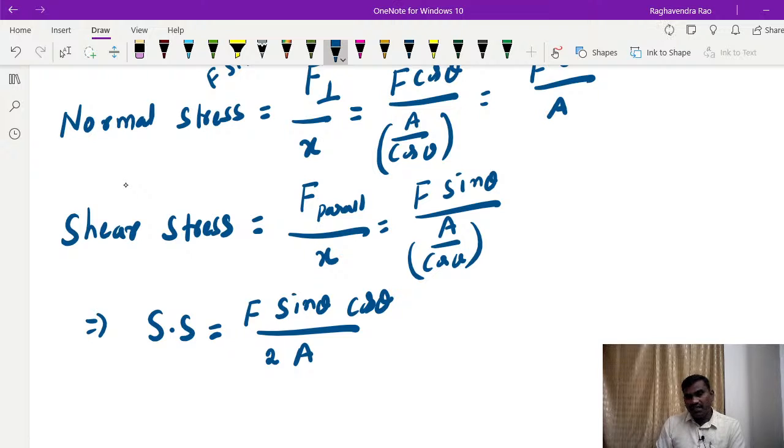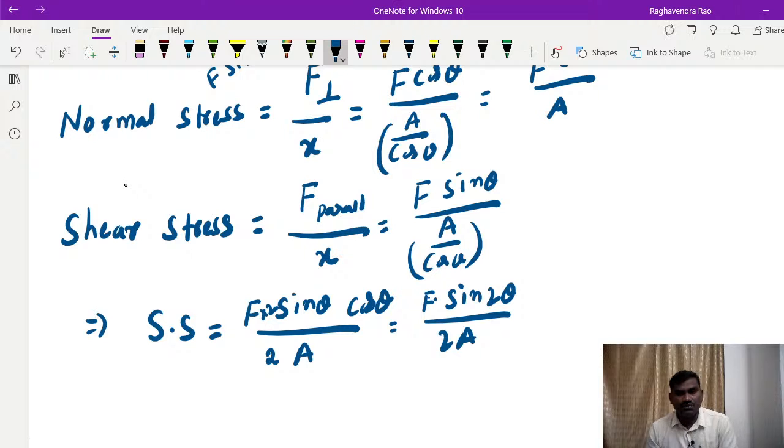By multiplying with 2 and dividing with 2, you get 2 sin theta cos theta, which is nothing but sin 2 theta, since sin 2A is 2 sin A cos A. So shear stress is F into sin 2 theta by 2A. Okay, so this is the expression for shear stress. Otherwise we can keep it as F sin theta cos theta by A and represent it like that.